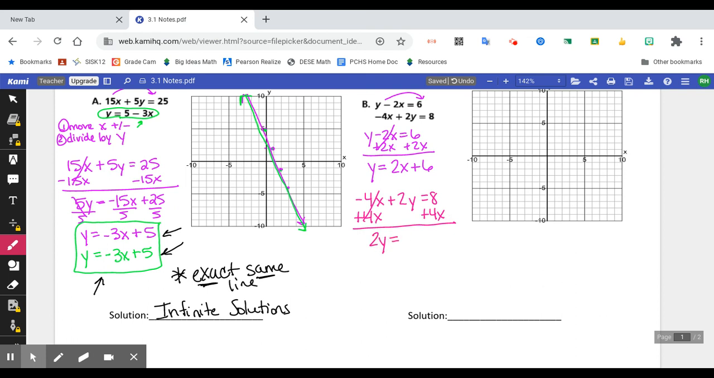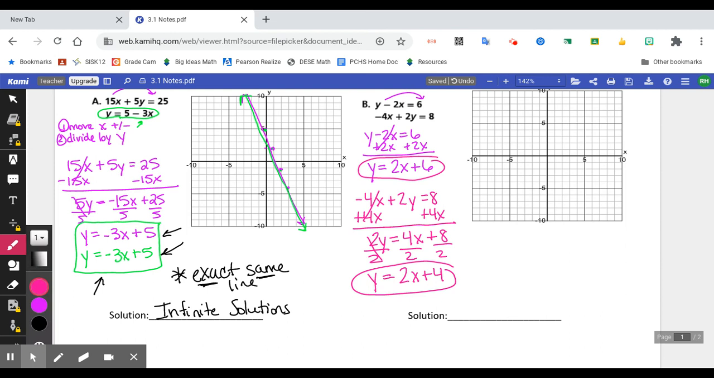Gives me 2y equals 4x plus 8. Divide by 2 all the way across, and we have y equals 2x plus 4. Okay, so you should be noticing right now that these two lines have the exact same slope. And if you remember from our unit that we just tested over, lines that have the same slope are going to be parallel. So let's look at what happens when we graph it.